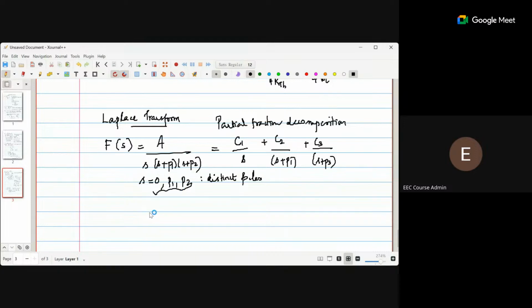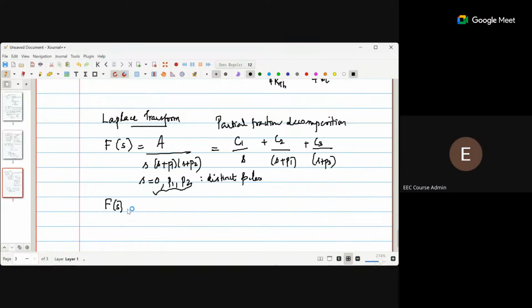Then you can decompose by partial fractions like this one, and then you find out the constants. So how? You can cross multiply, or you can apply s equal to 0 in this and then find out. So whatever, you can find out c1, c2 and c3.